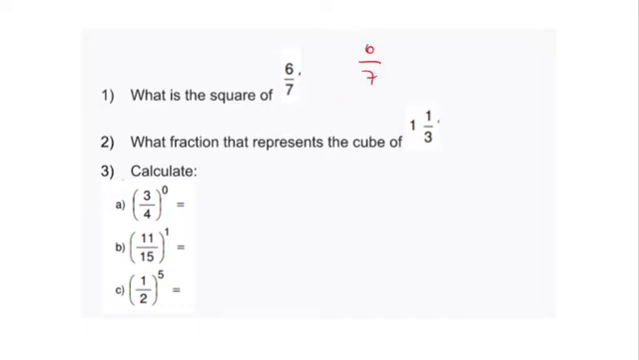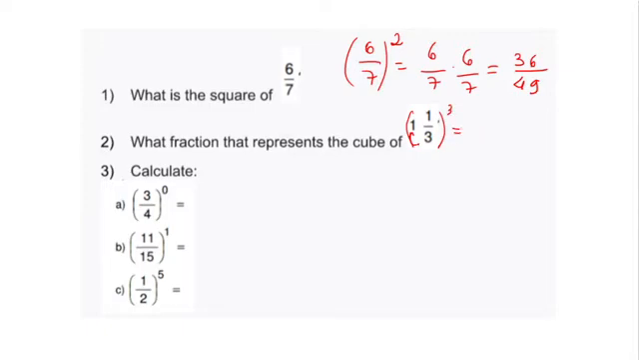Now, what is the square of 6 over 7? So it's 6 over 7 elevated to the second. 6 times 6, 36, 49. And here, what fraction represents the cube of this number? So I have to take this number, elevate to the cube.